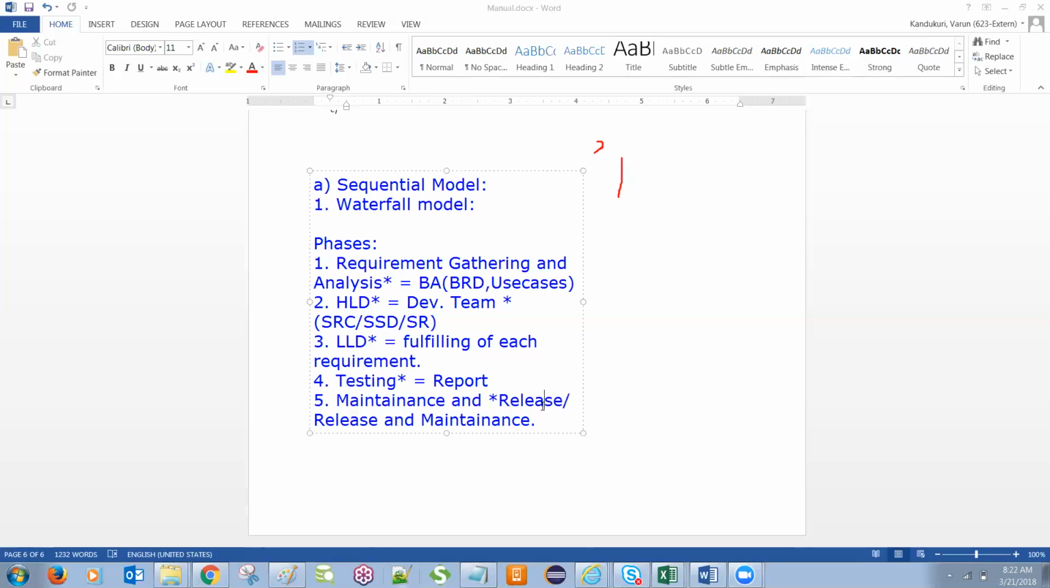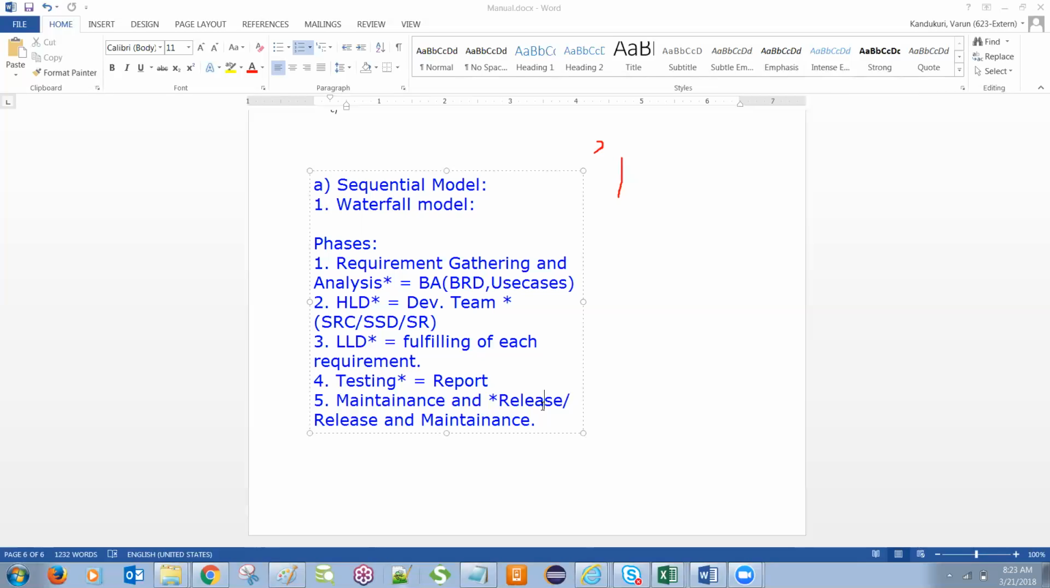The same phases can be carried forward in all the SDLC models, but in different ways. In the sequential waterfall model, they follow a sequence. After completion of requirement gathering only, the high level design comes into the picture. After completion of high level design, then only the testing phase comes. After the testing, then only maintenance and release come into the picture. And for every model, there are some advantages and some disadvantages.